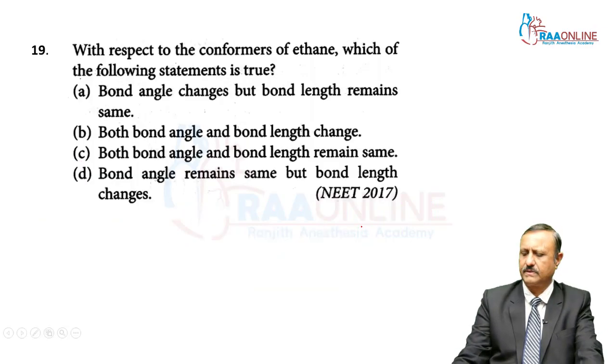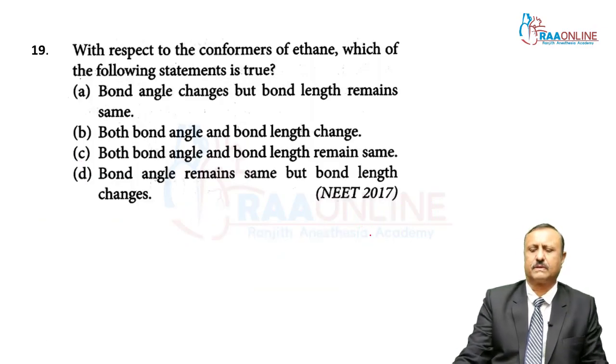Now, my dear students, we can see question number 19, which relates to the conformers of ethane. Which of the following statements is true? Bond angle changes but bond length remains the same. Bond angle and bond length change. Bond angle and bond length remain the same. Yes, my dear students, the answer is C. In the conformers, you can see the staggered and eclipsed forms. In these forms, bond angle and bond length remain the same. You can see the concept of this question.